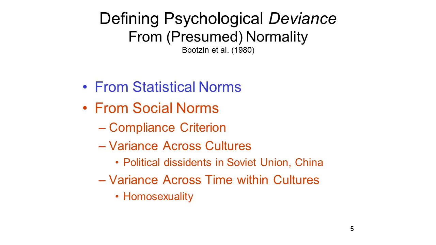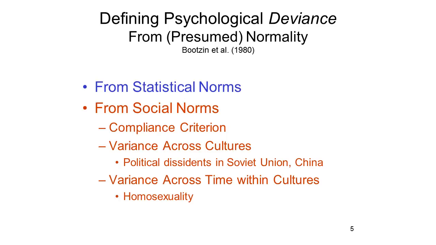Given that human experience, thought, and action take place in an expressly social context, this compliance criterion may well be useful for evaluating which deviations we should pay attention to. But it also has its problems. For example, norms vary across societies. In the former Soviet Union, political dissidents were sometimes classified as mentally ill and confined to mental hospitals simply for disagreeing with their government. And the same thing sometimes happens in China today.